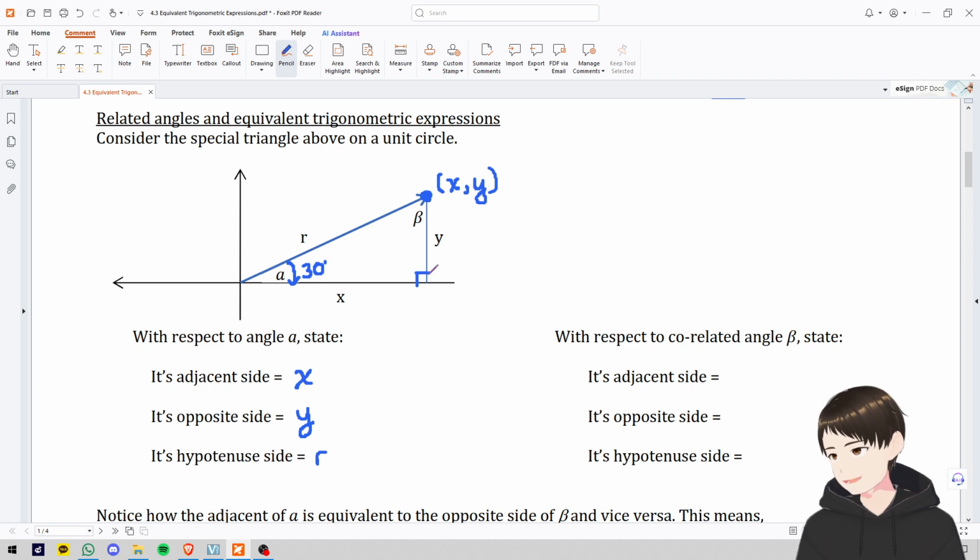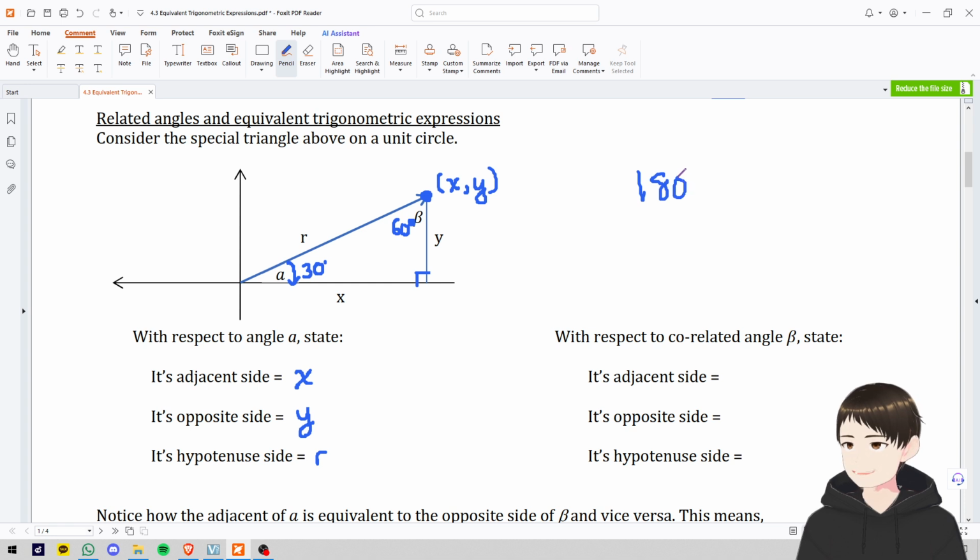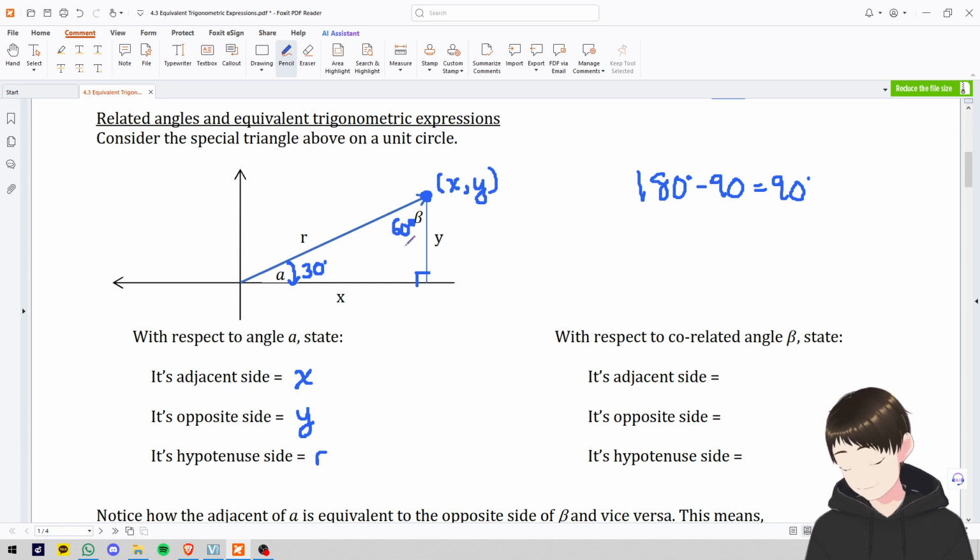And that obviously is 90 degrees. What is this angle going to be? It should be 60 degrees. Well, how do we know that? We know that the angles within a triangle add to 180. Take away 90 leaves you 90. So 30 plus something has to be 90, and I know it's going to be 60.